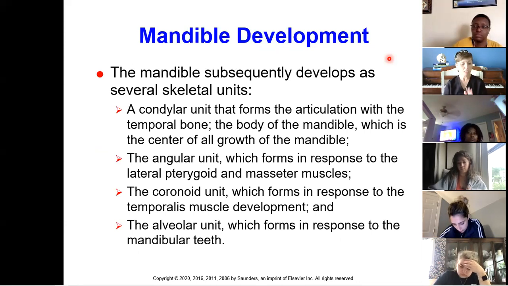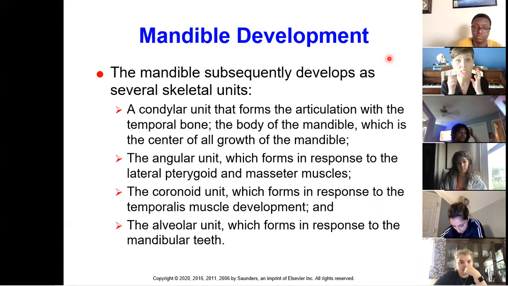Okay, so let's talk a little bit about this part. The mandible subsequently develops as several skeletal units. This is just the mandible. The condylar unit forms the articulation with the temporal bone. The body of the mandible is the center of all growth of the mandible. The angular unit forms in response to the lateral pterygoid and the masseter muscles. The coronoid unit forms in response to the temporalis muscle development, and then the alveolar unit forms in response to the mandibular teeth.